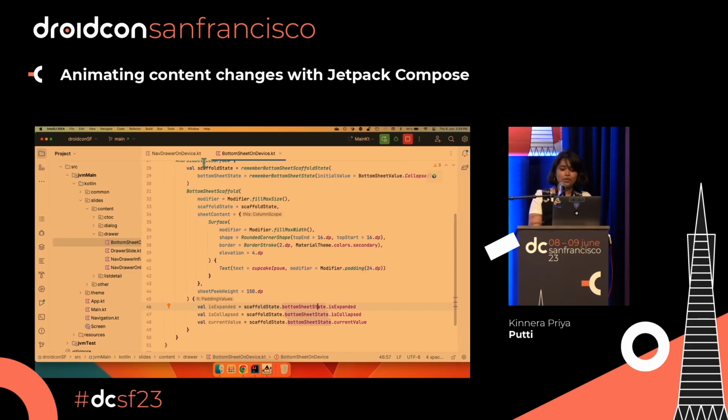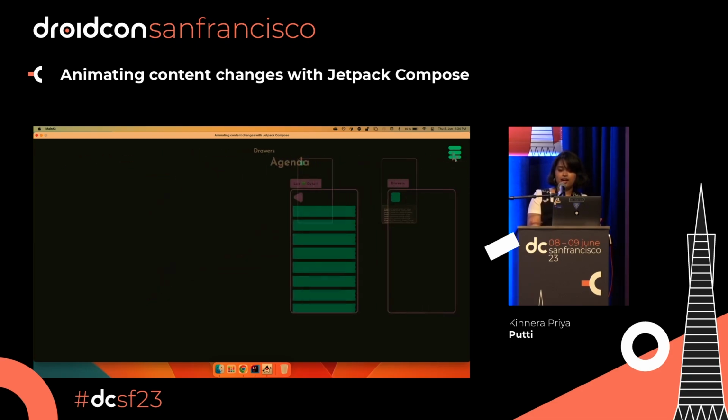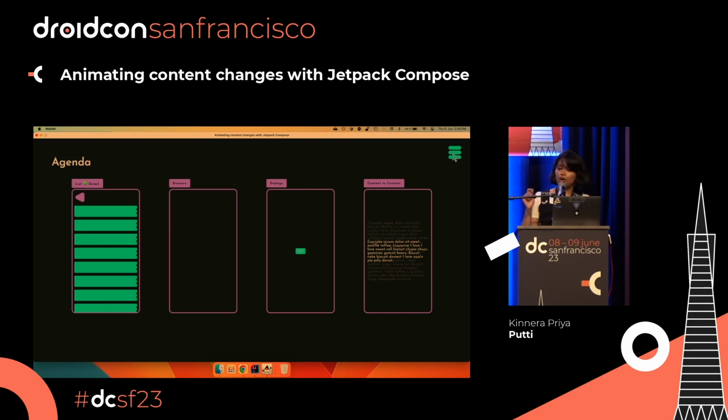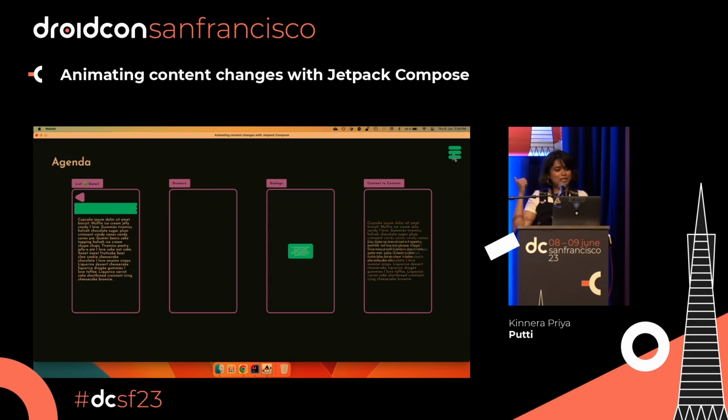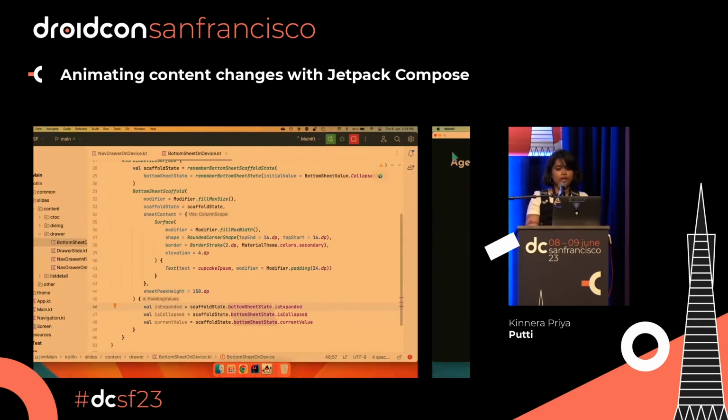OK, so now we've talked about drawers, bottom sheets. We've done list detail. And now I'm going to talk about how we've done this slide animation. If you want something to go into the corner, something like this, it's easy to do. So how do we do this?